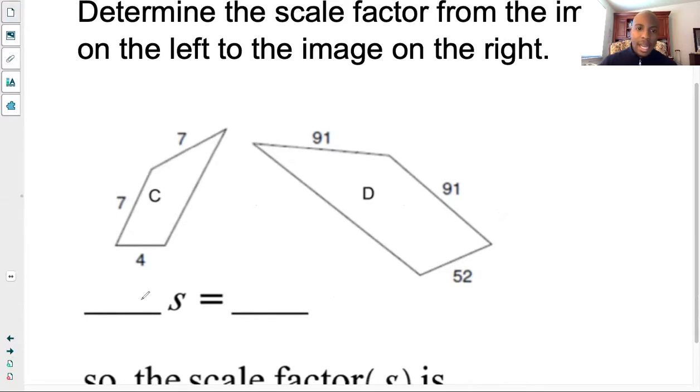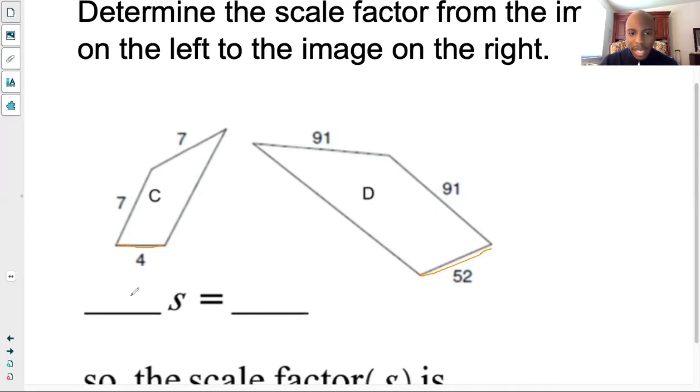We need to remember that this side down here, this side where it's 4, is similar to this side over here, which is 52. Did you have to use those? No, you could have used 7 and 91. Either one of those 7 and 91s, those are both congruent to the opposites as well. I'm going to do both of them because I feel it's best to do. Let me do the 4 first.